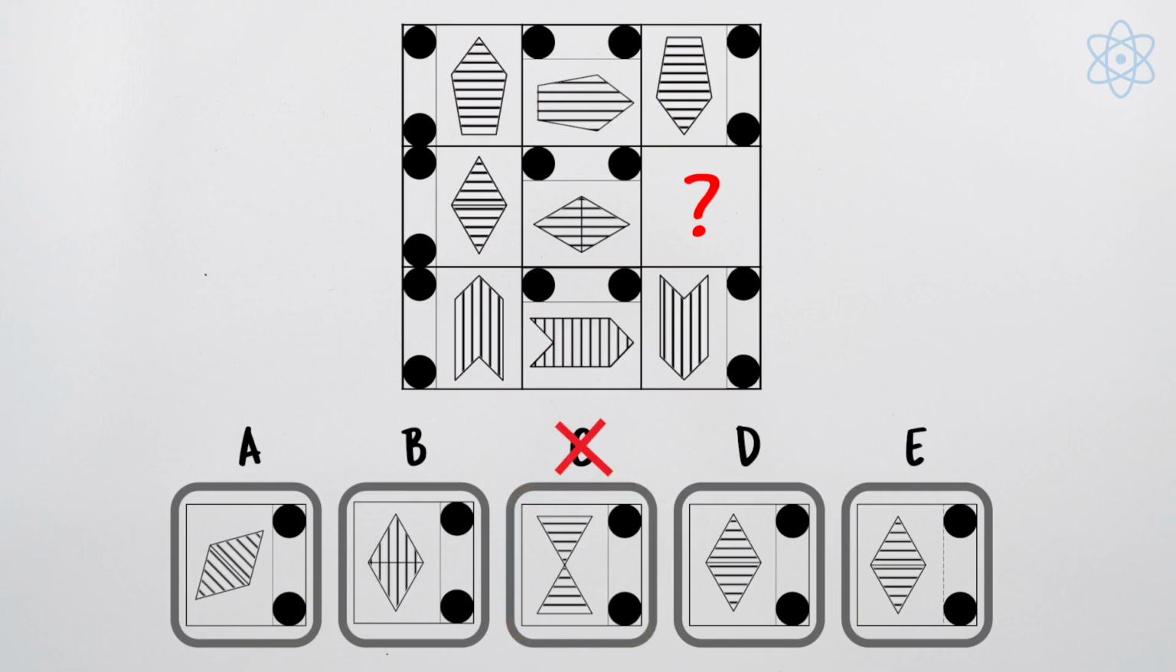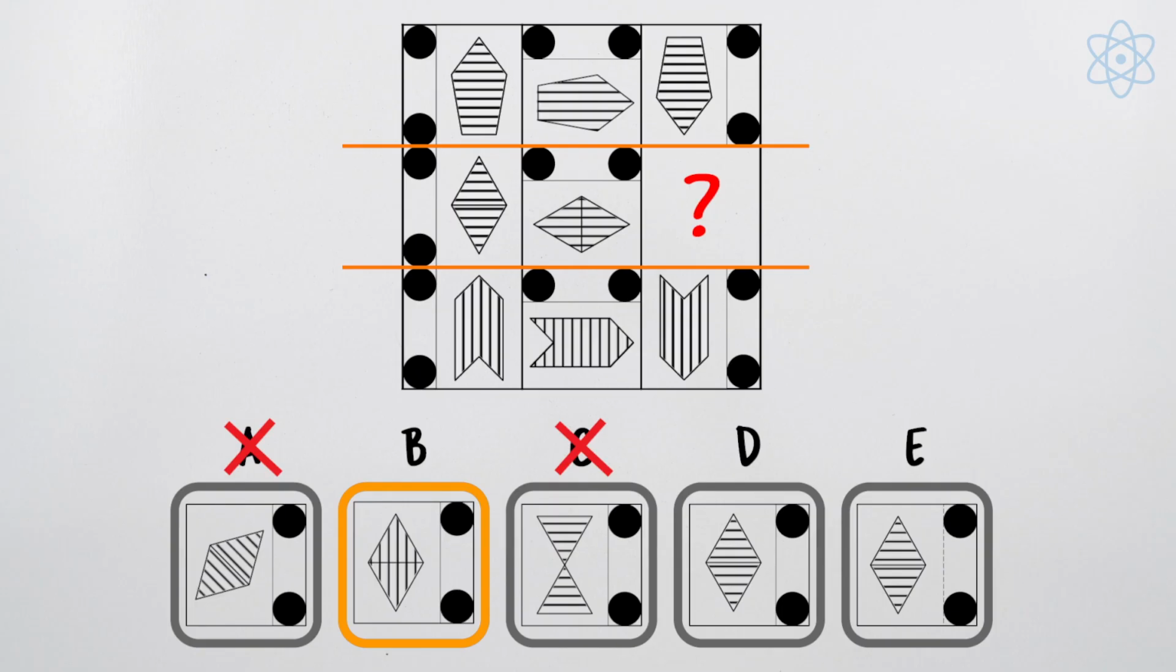What else can we notice about the shapes in the matrix? Across a row, each box is a 90 degrees clockwise rotation of the previous box. This means we can rule out A. The diamond is a 45 degrees anti-clockwise rotation of the middle diamond. B is a 90 degrees clockwise rotation of the middle box in the row. So it's our answer, right?